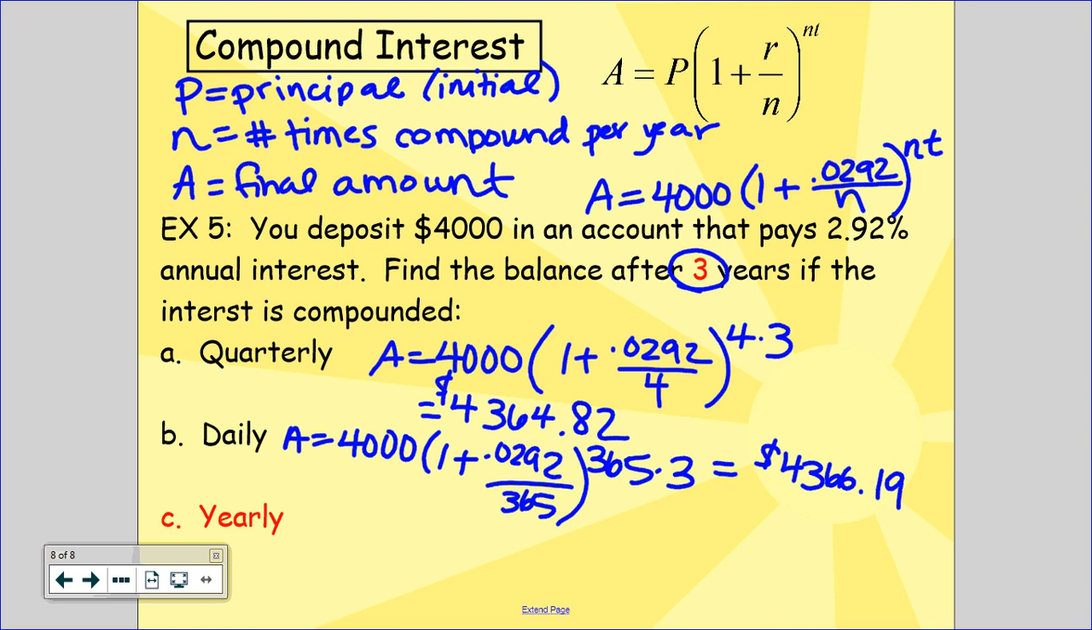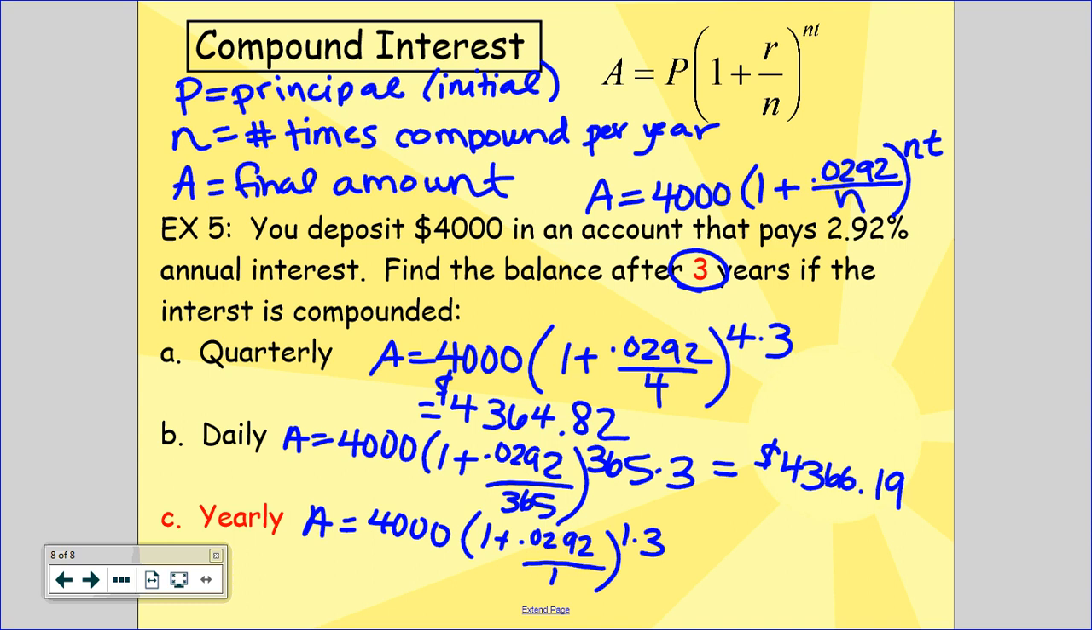And then yearly, that would be if we didn't compound the interest. So if we use a simple interest formula, so it's just a 1 once during the year, so that denominator is going away. So we just have 4,000 times 1 plus 0.0292, and technically it's over 1, but that's not any different. And then 1 times 3. So that's the same formula that we used on the last slide with the growth model.